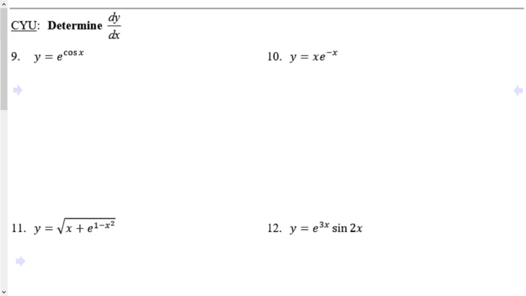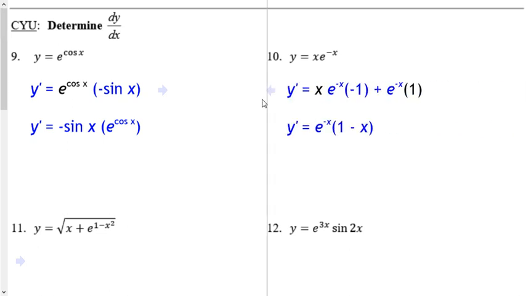Here's my derivative for number 9. E to the something, derivative is e to the something times the derivative of the something. So derivative of cos is negative sine x. And then I just brought that negative sine x out in front. Question number 10. Very similar to the one we did before, a product rule. First function times the derivative of e to the negative x plus the e to the negative x times the derivative of x. And then again, I factored out that common factor of e to the negative x.